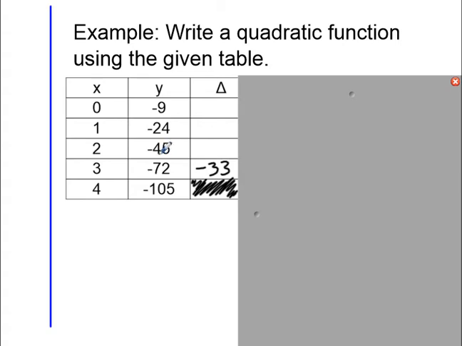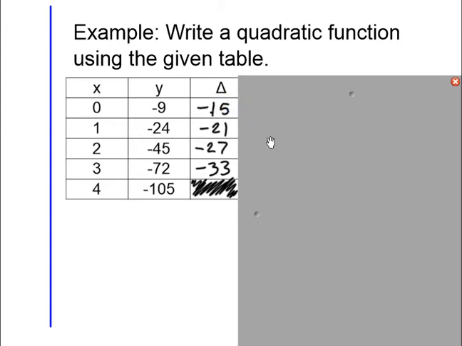Negative 72 minus negative 45 is negative 27. And negative 45 minus 24 is negative 21. Negative 24 minus negative 9 will give me negative 15.